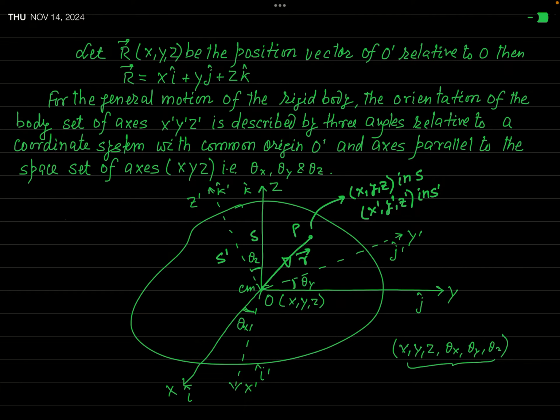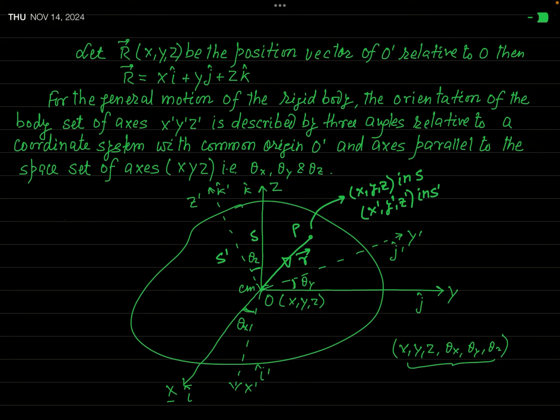Actually, for convenience, first of all, we consider the origins of the space set of axes and the body set of axes to be the same, and that is at O, as you can see in this figure. Okay. Actually, in order to specify the orientation of the body set of axes, we may use the direction cosines of body set of axes x prime, y prime, z prime relative to the space set of axes x, y, z. Okay. And as I have told you, we mark that i hat is the unit vector along the x-axis, which is the axis of a space coordinate system.